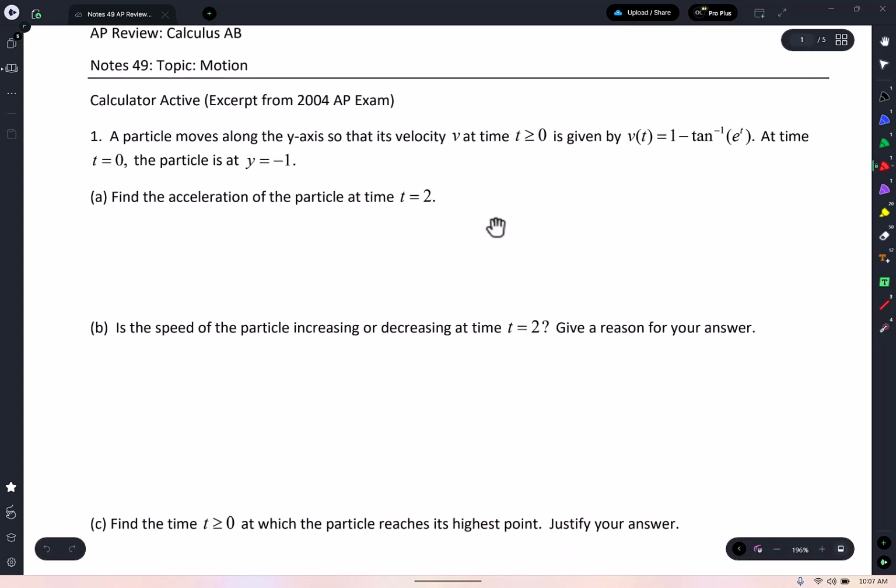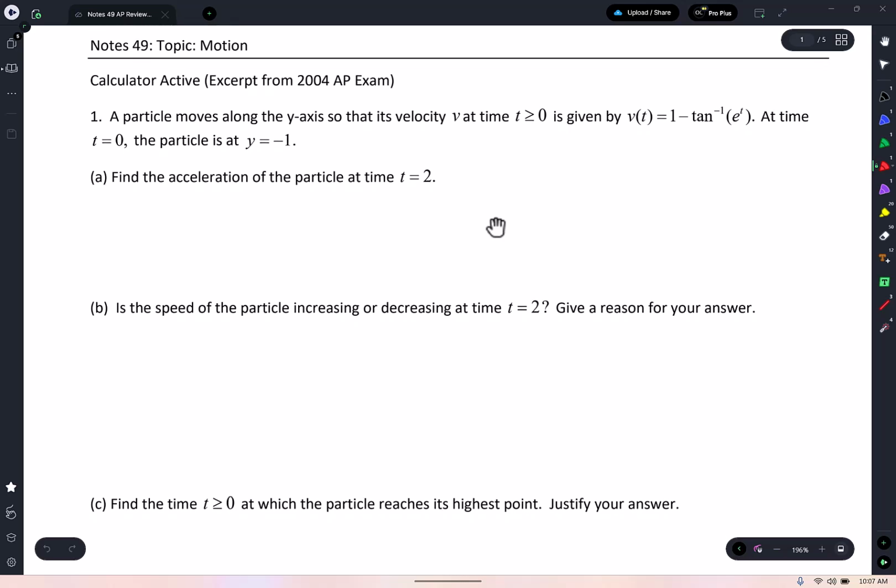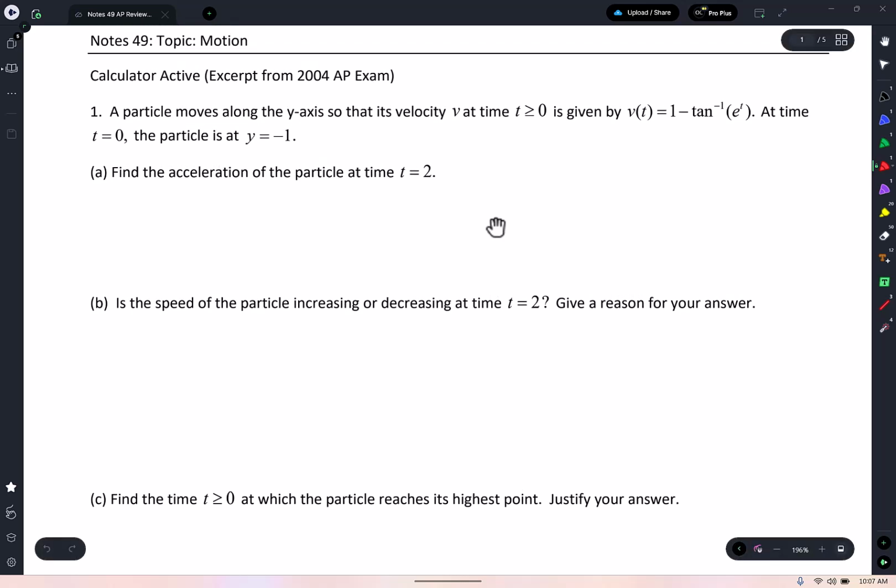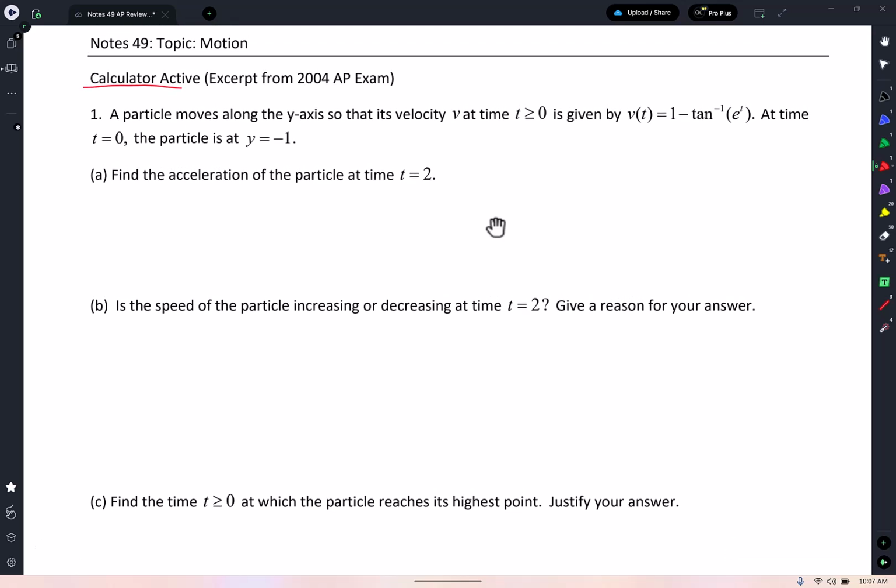This is from the 2004 exam. I don't remember if this is question one or question two, but it is a calculator active question. It says a particle moves along the y-axis, so it's moving up and down. The velocity v at time t greater than 0 is given by... Since this is a calculator active question, I'm going to type this into your y1. Do not use y1 in the free response. This is just for notes.